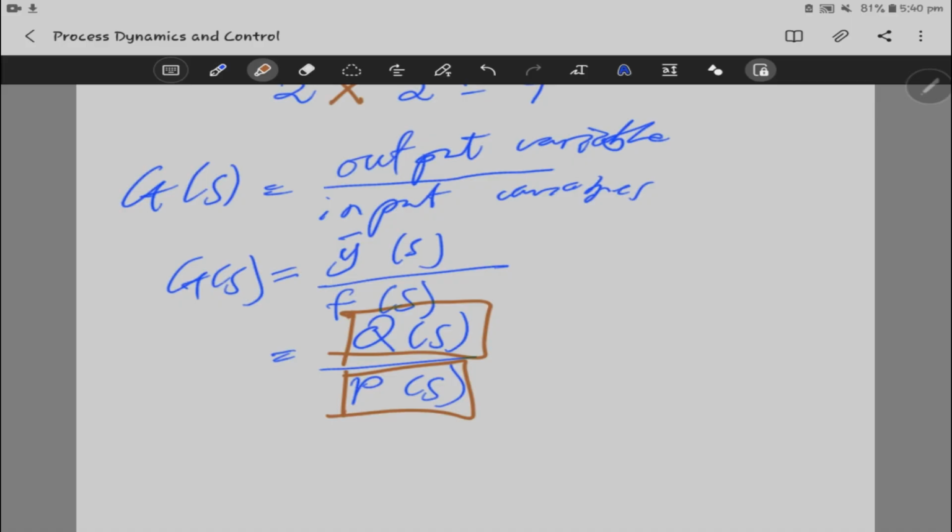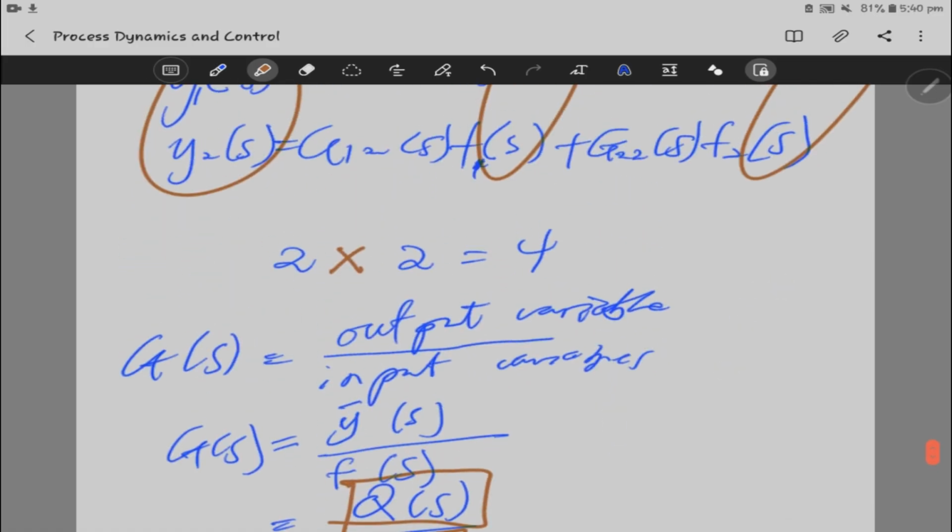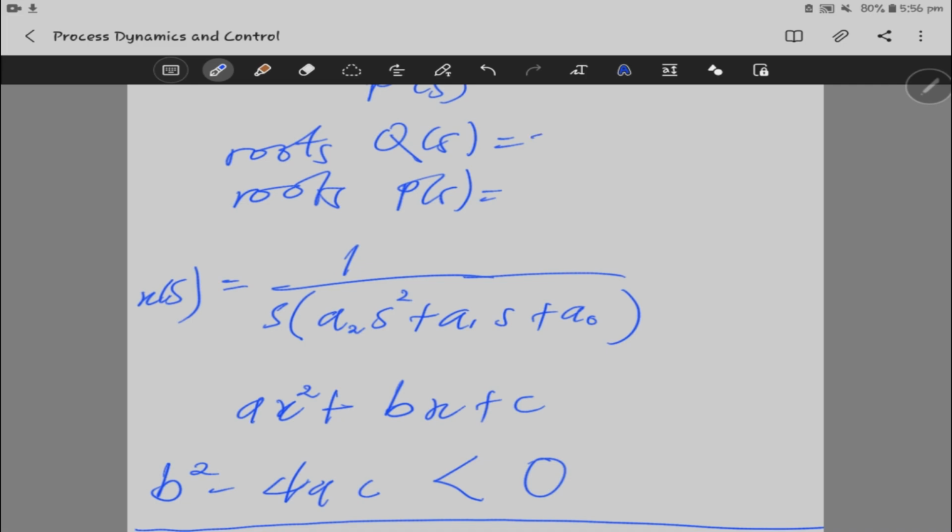Let's take a sample. When it comes to roots, there are generally 3 forms of roots that we can get from a system. The roots of the numerator are what we call the zeros of the transfer function, and the roots of the denominator, which is the p, are what we call the poles of the transfer function. The nature of these roots can give us a lot of information about the process itself.